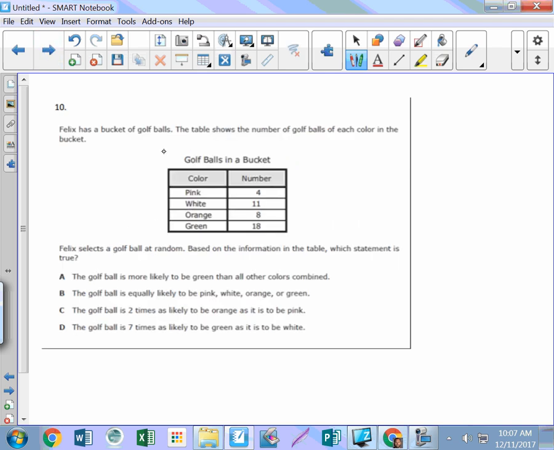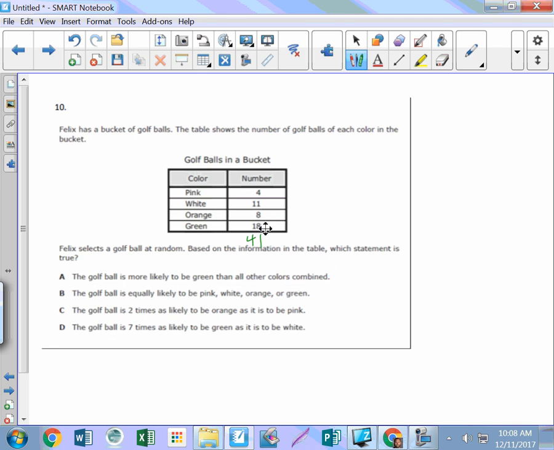10. Felix has a bucket of golf balls. The table shows the number of golf balls of each color in the bucket. Felix selects a golf ball at random based on the information in the table. Which statement is true? So let's get a total number of balls here. 4 plus 11 plus 8 plus 18 is 41.